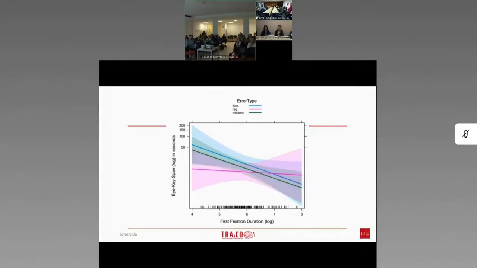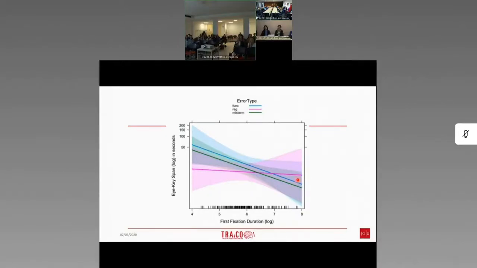And this is the data here from the DGT. On the horizontal axis you have the duration of the first fixation. These are very short first fixations, and these are very long first fixations. And on the vertical axis you have the I-key span. And then you have the three error types: in green, the mistranslation and terminology, in blue, the functional words, and in pink, the register errors. You can see that for mistranslation and functional word errors, there's a very clear relationship between the first fixation and the time it takes you to decide to actually correct that word.